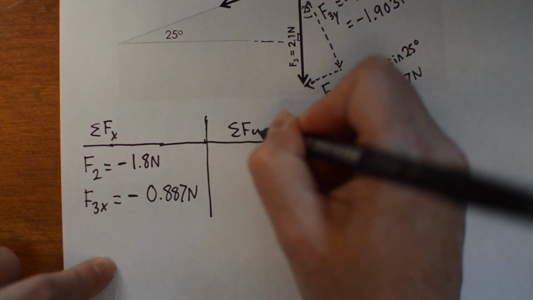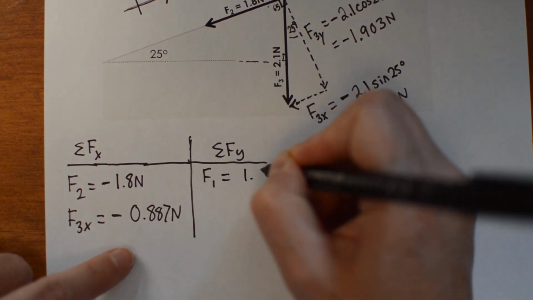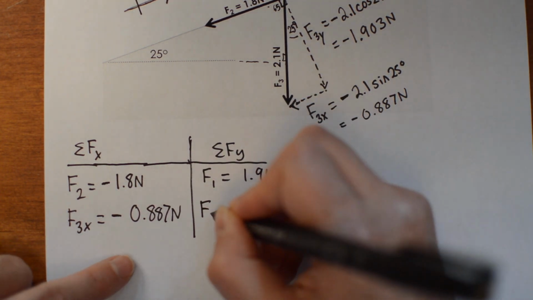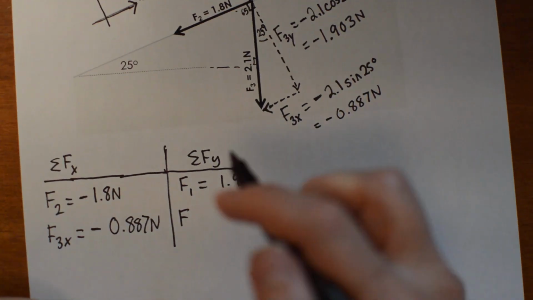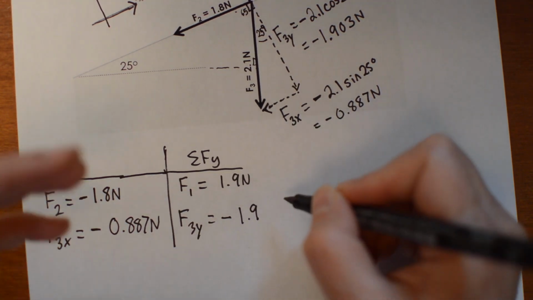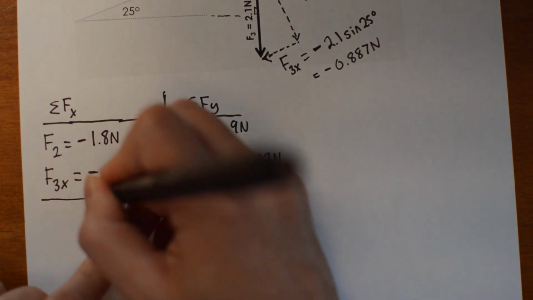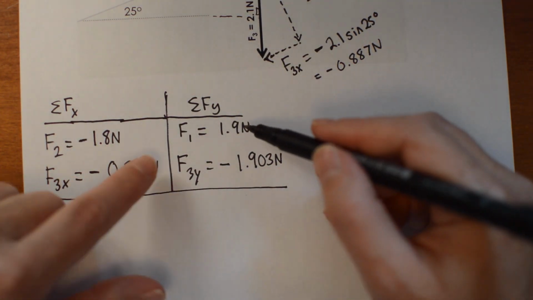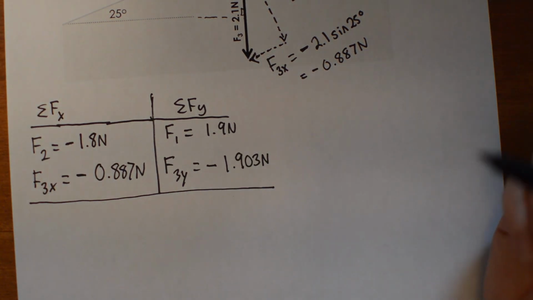And in the y direction here, I have just two forces. I have F1, which is 1.9 newtons, and F2 has no component in y, right? Nothing is pulling you in or out of the hill. Then I have F3y, which is negative 1.903 newtons. I've actually set this up kind of intentionally so that when you sum up the forces in the y direction, you basically get nothing. And that's actually really common for problems on a hill.